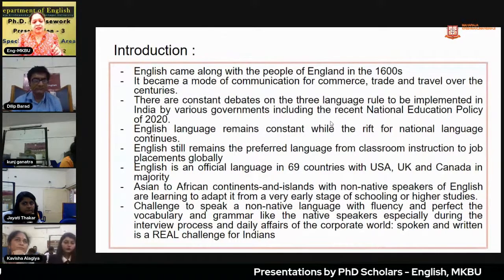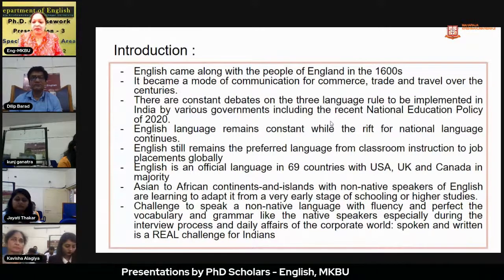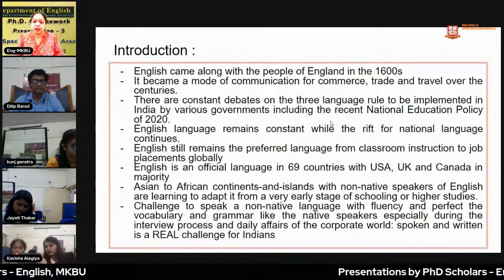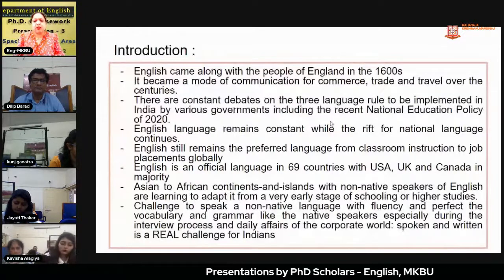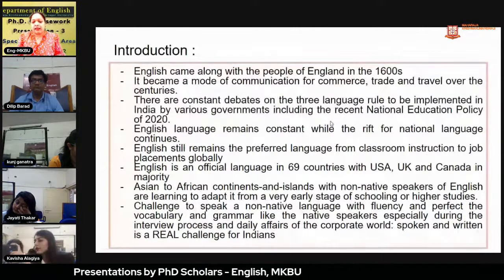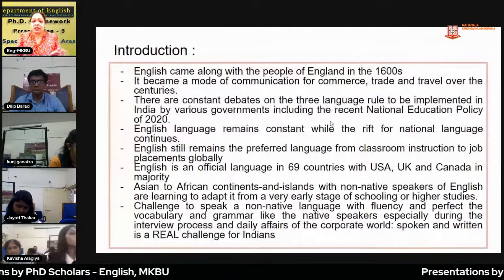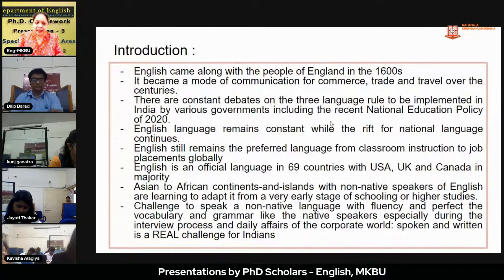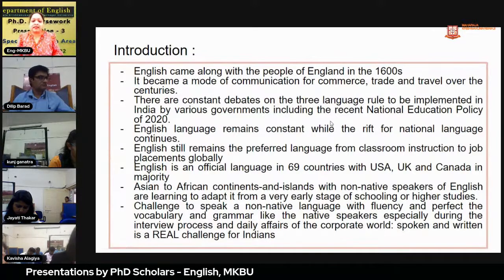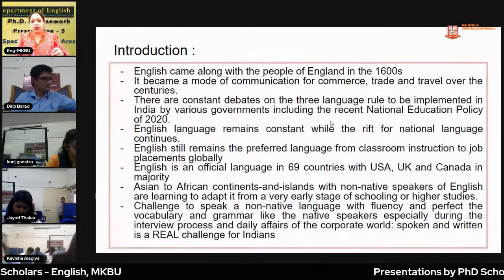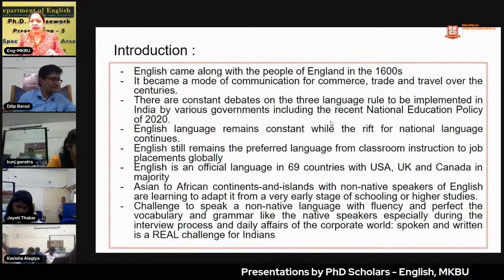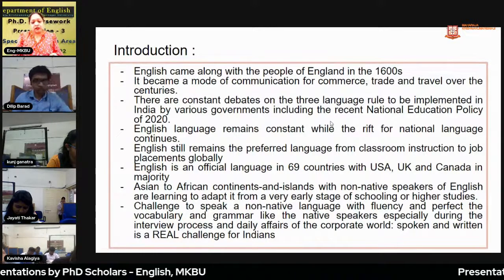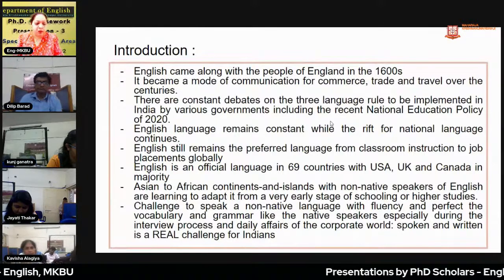So just a small little check on what I have read, that one of the states in the southern part of India said that we do not want Hindi to be part of the curriculum or to be the language of instruction. And English remains constant. That is what I would like to put here. That even whether it is an Asian country, an African country, whether it is any country which has English as a non-native language, from a very early schooling stage as well, even in the higher studies, the fluency of English is given a lot of importance.